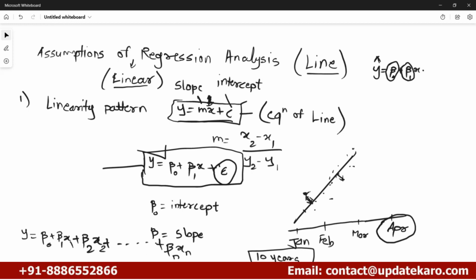If you know these values, let's say my beta naught is 1, y equal to 1 plus 3 into x. My intercept is 1, beta 1 is 3, and this is my equation for predicting the sales of my upcoming months. For making the prediction of the sales data, we need to find a few features. And what are those features? Those features are nothing but the x.